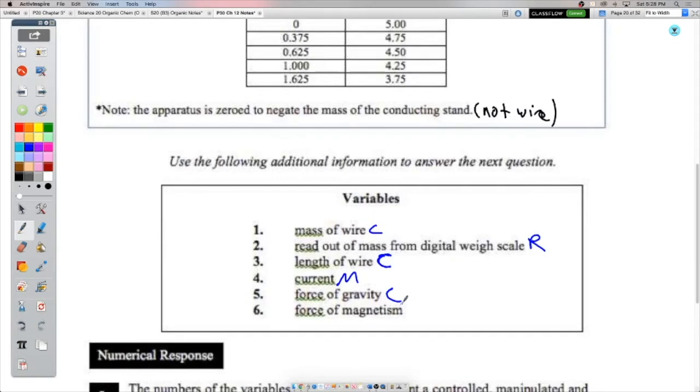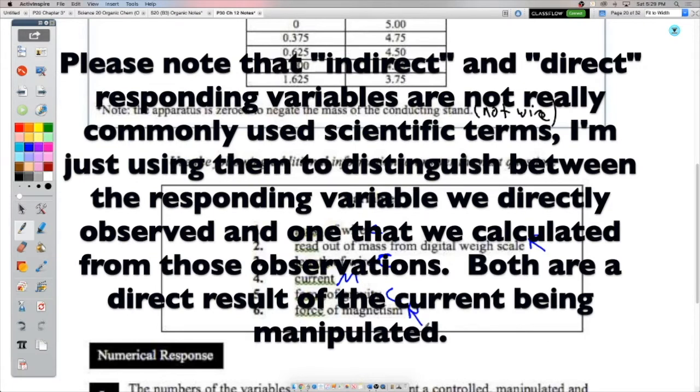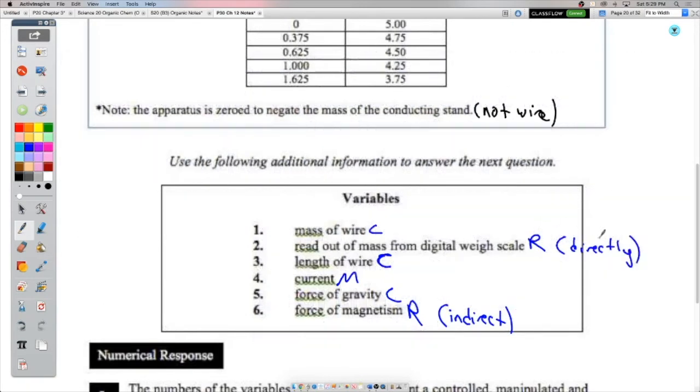Which, okay, there we go. The force of magnetism. What is that? Well, this would be our indirect responding variable, right? As we change the current, we're going to see a different mass readout, which was our direct response. But why did we care about that direct response? Because we were trying to see what is the force of magnetism that is being produced by that change in current. So this is the responding variable. You could say indirect, because we're not directly measuring that. We're going to have to calculate it. But this we are directly measuring, right? This is data from our experiment that even before doing any analysis, we can say that's the response.